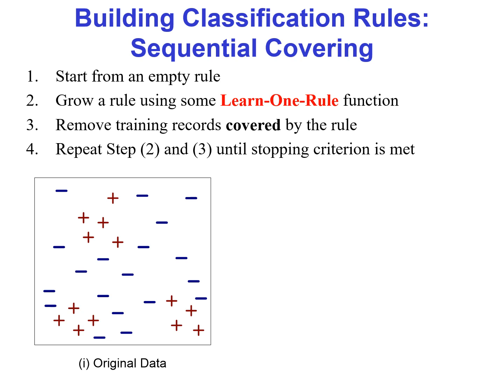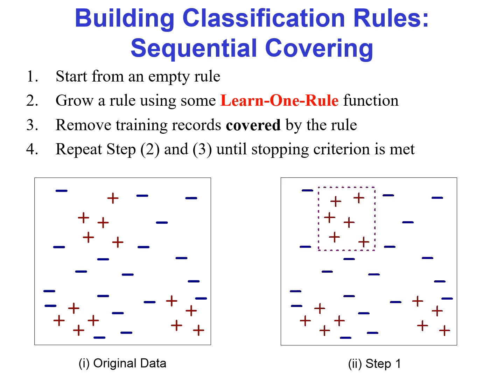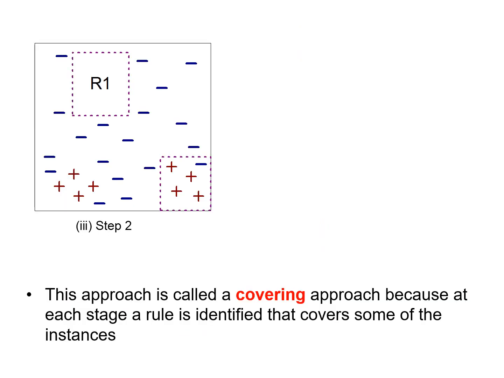So here we have to create a classification rule in order to avoid more than one rule triggering. Start from an empty rule, grow a rule using some Learn-One-Rule function, remove training records covered by the rule, and repeat the steps until the necessary stopping criteria are met. Okay, so this is the way we have to cover. The approach is called a covering approach because at each stage, a rule is identified that covers some of the instances.